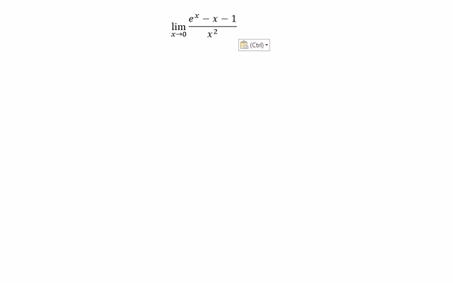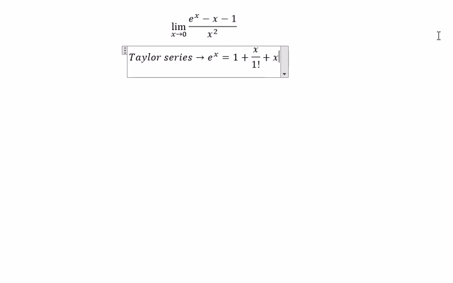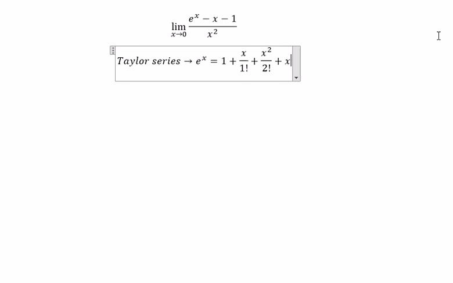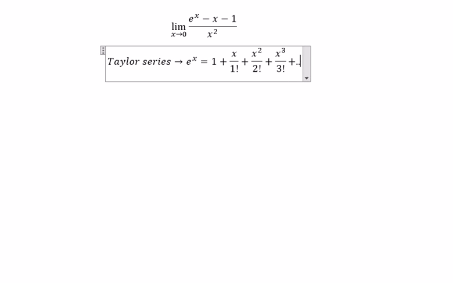The topic today is about limits. I will show you the technique for how to answer this one. We know that we can apply the Taylor series. So we have e to the power of s equal to 1 plus s over 1 factorial, plus s squared over 2 factorial, plus s to the power of 3 over 3 factorial, and so on.